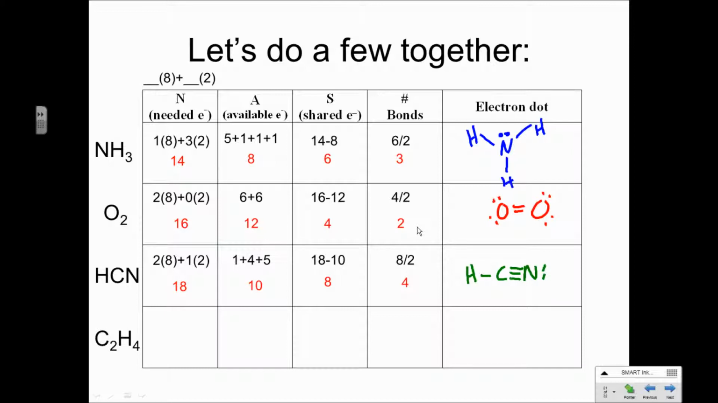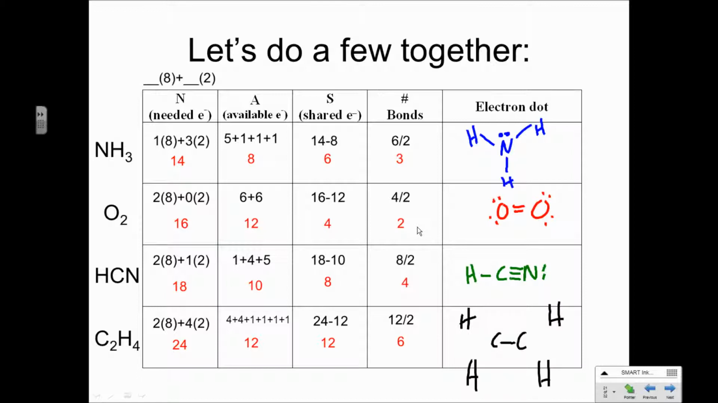Now the last one here, C2H4, going through the process. 2 carbons, 4 hydrogens is 24. Each carbon has 4, each hydrogen has 1, that's 12. So I'm going to end up with 6 bonds. So when I go to draw this one, I actually have 2 in the middle here, because my least electronegative thing is carbon, so I'm going to put both of them in the middle. And then I'm just going to space out my hydrogens. Now everything needs to be connected by a single bond. So I'm going to connect my 2 carbons first. Those hydrogens, that carbon, those hydrogens, that carbon.